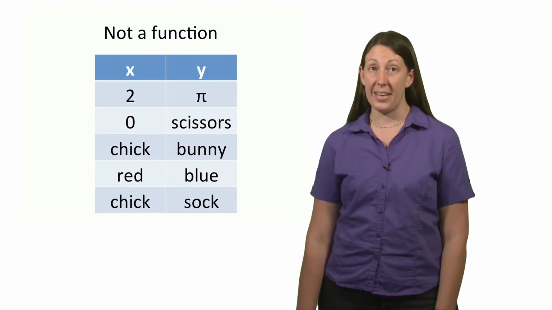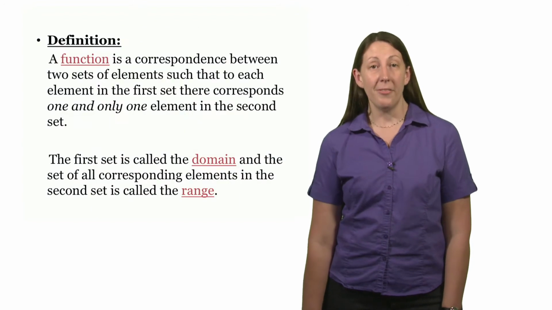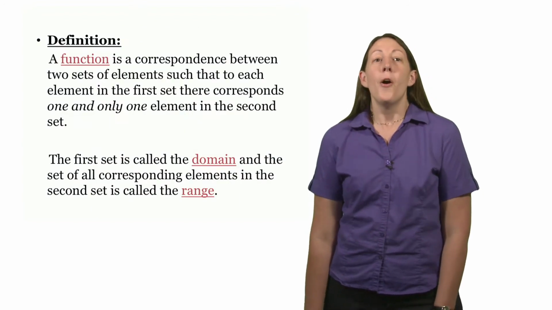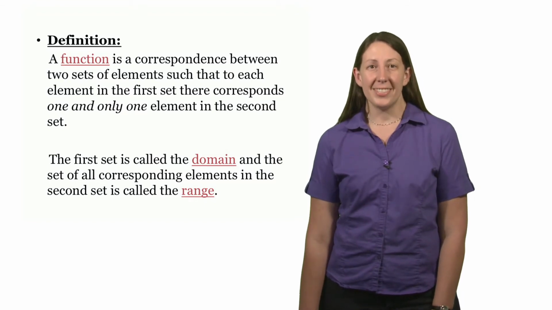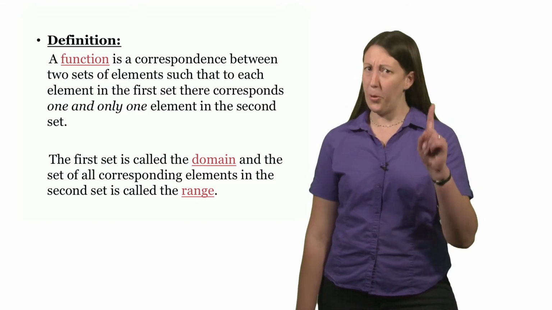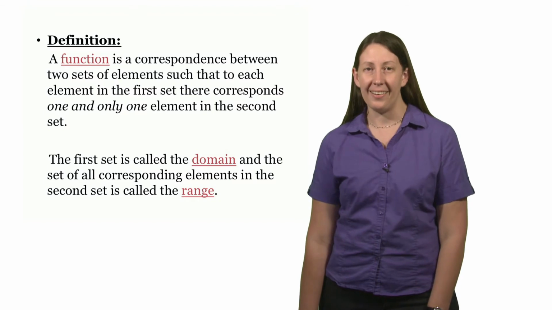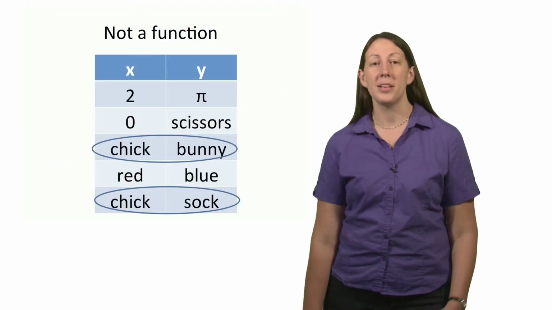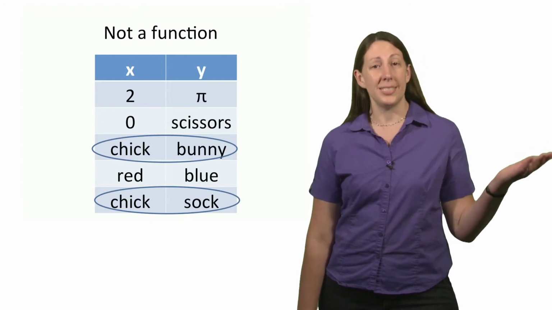Let's remind ourselves what the definition of function was. A function is a correspondence between 2 sets of elements such that for each element in the first set, there corresponds one and only one element of the second set. The example we just tried violates this definition because sometimes for chick I got a bunny, sometimes I got a sock.